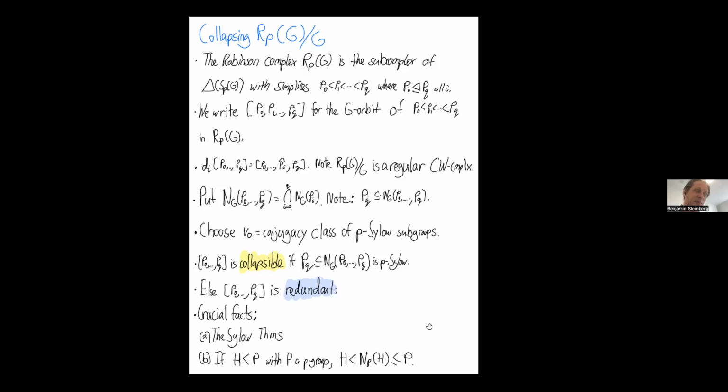Okay, so maybe before I go to the next page, anyone have any questions? I think I can see them in chat or something. Need me to slow down, remind them what collapsible means.